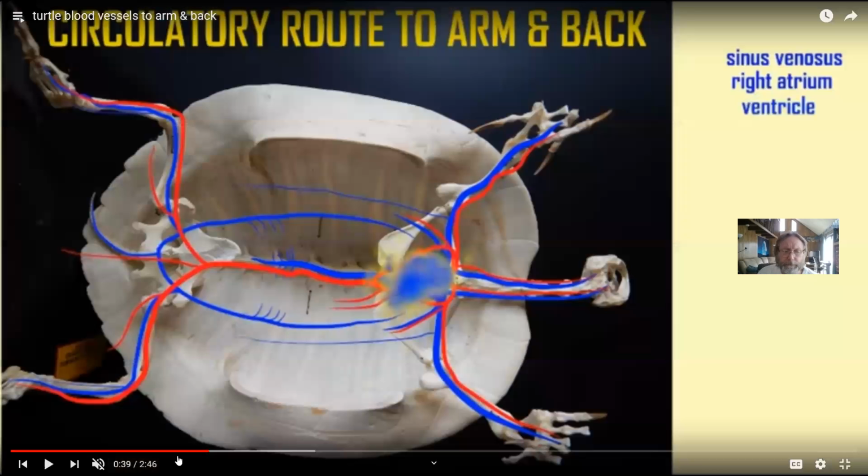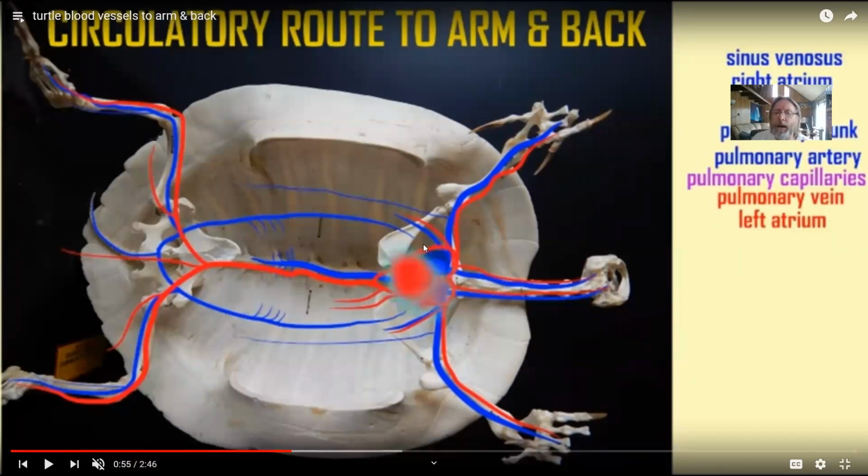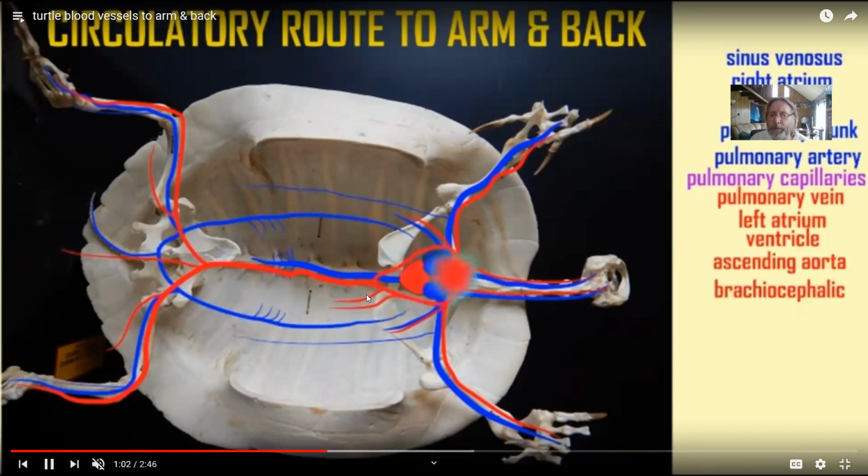And then this oxygenated blood is sent from the ventricle into the aortic arches. Once again, these are derived from those third gill arches, and turtles retain both of them. All right, so there will be those two. But that will come into play when we talk about blood flow to the leg.